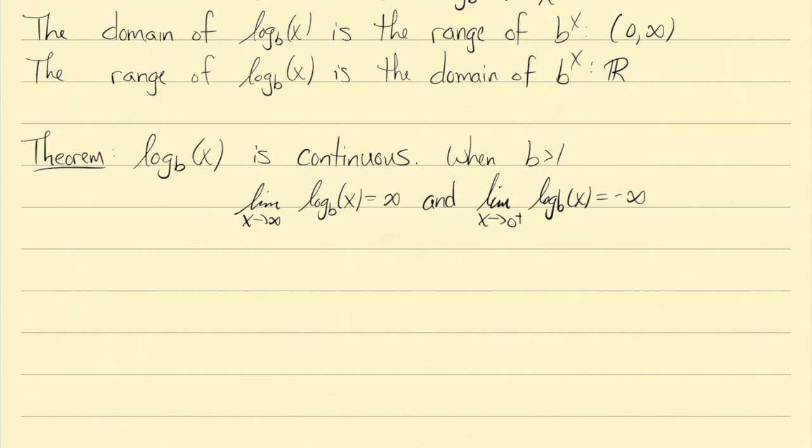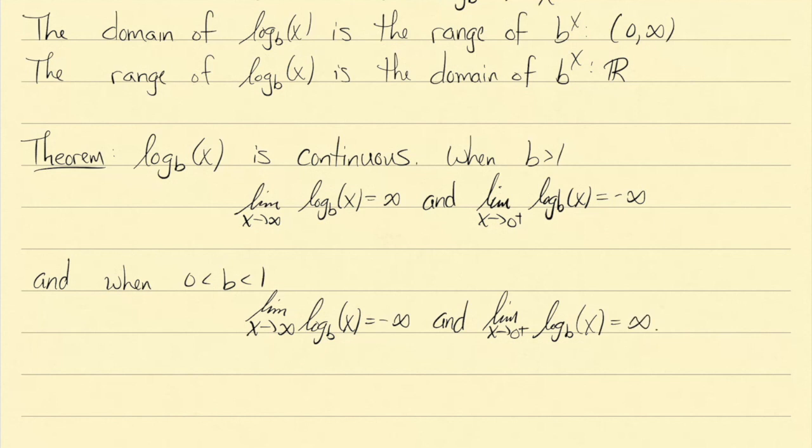When the base b is a number larger than 1, the logarithmic function grows without bound, albeit very slowly. So as x gets larger, the logarithm with base b also gets larger. And as x approaches 0 from the right, log base b becomes very large and negative. For a base between 0 and 1, this behavior, just like with the exponential, is flipped.